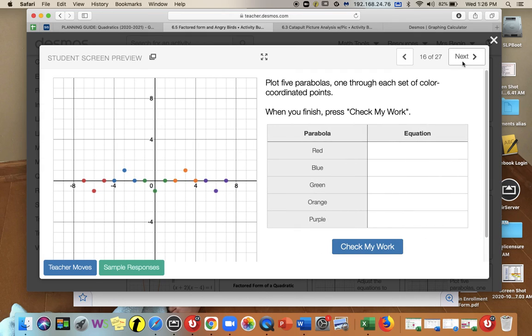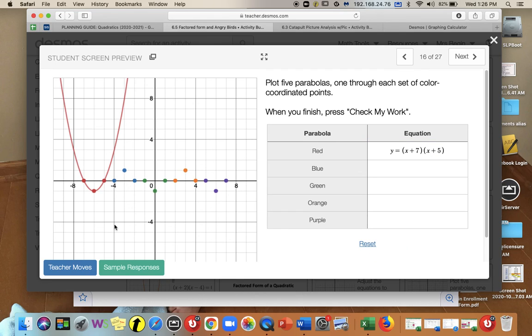All right, plot 5 parabolas, one through each set of colored points. When you're finished, press check my work. Okay, so this red one is a smiley face graph, or a U-shaped graph, so it's going right side up. And the zeros are negative 7, negative 5. So I need to do the opposite of that. So y equals x plus 7, x plus 5, and I can check it. Ooh, and I got that to work.